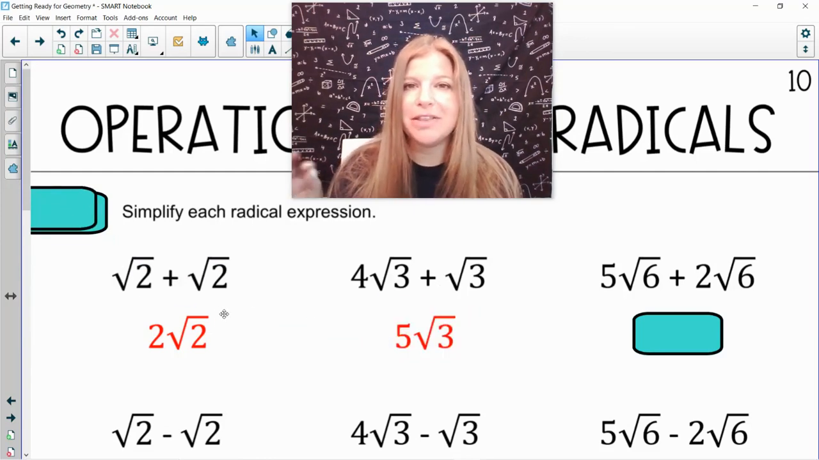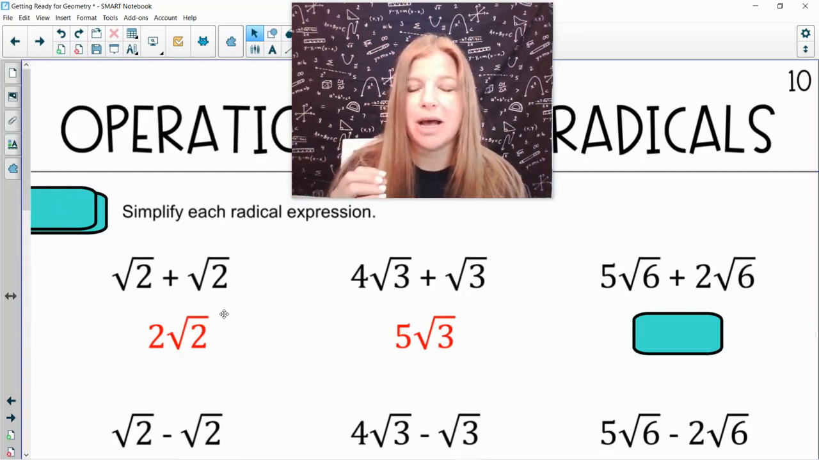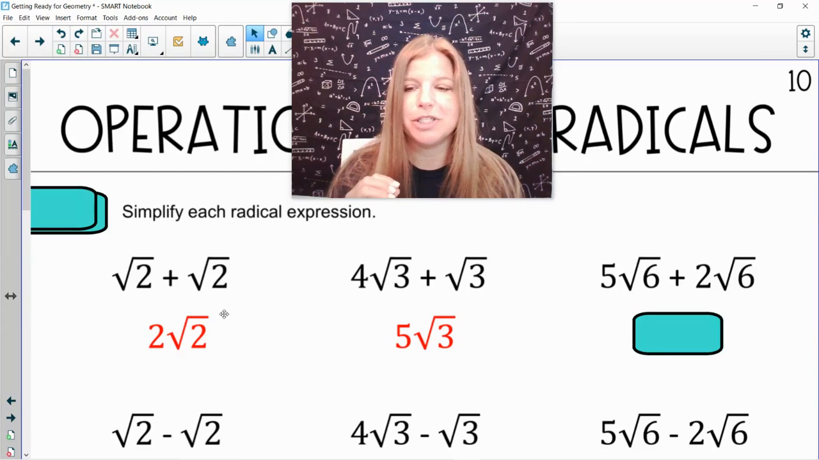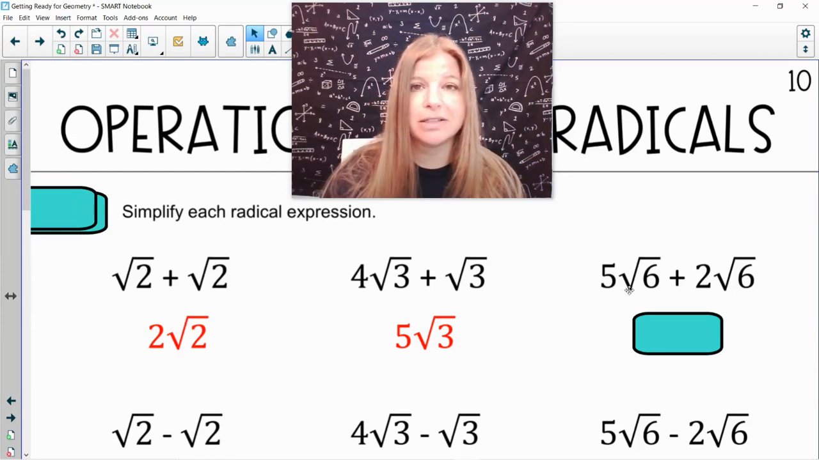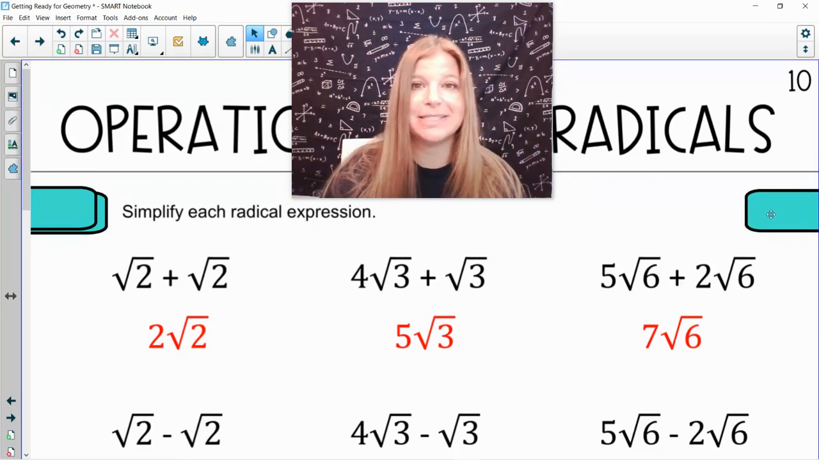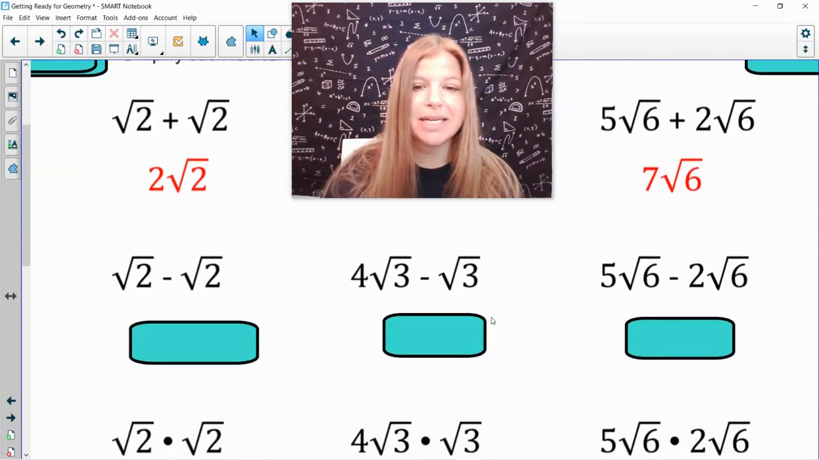Notice I didn't do anything with the number under the radical. The 3's stayed. I'm really just doing the operations with the numbers in front, the coefficients. Next one, 5 radical 6 plus 2 radical 6 is then 7 radical 6. Easy. Next two, radical 2 minus radical 2.